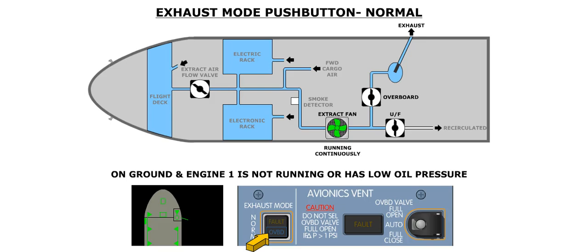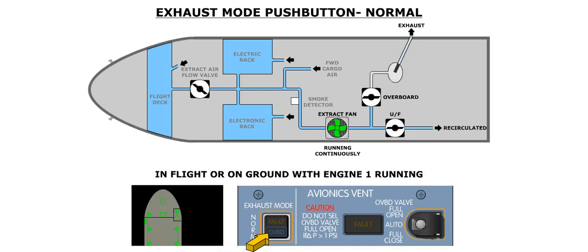If the aircraft is on the ground, and there is low oil pressure on the number 1 engine, the extract fan will run continuously, the overboard valve will be fully open, and the underfloor valve will be fully closed. If the aircraft is in flight, or on the ground with the number 1 engine running, and the overboard valve selector switch in the auto position, the extract fan will run continuously, but the overboard valve will be fully closed, and the underfloor valve will be fully open.